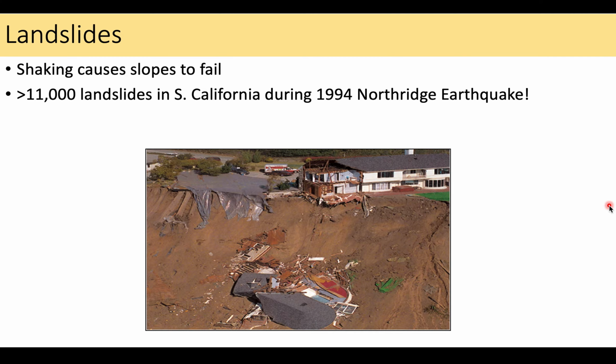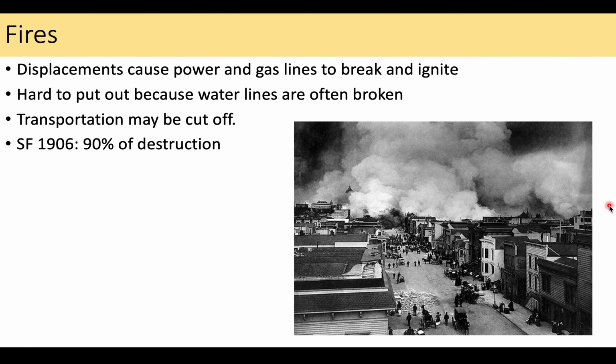So earthquakes also cause landslides. Often shaking can cause slopes to fail. Definitely in Southern California in the 1994 earthquake, there was a huge amount of property damage due to just landslides alone caused by that earthquake.